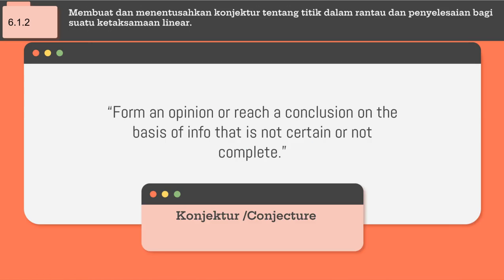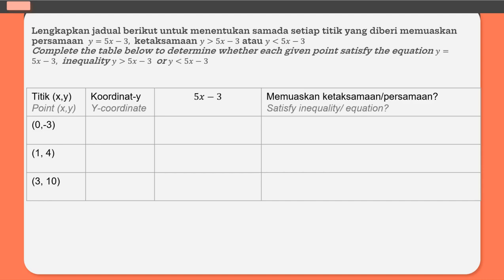Alright, so 6.1, point 6.1.2. Okay, we want to determine or validate the conjecture about the points in a region, and then we need to solve. So first of all we need to learn what is conjecture here. Conjecture is to form an opinion or reach a conclusion on the basis of info that is not certain or not complete. So we do have something that is not certain, but we jump into a conclusion by doing testing. Yeah.